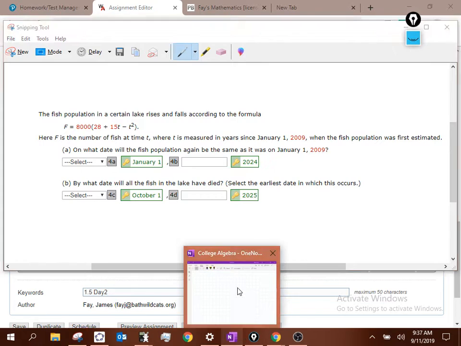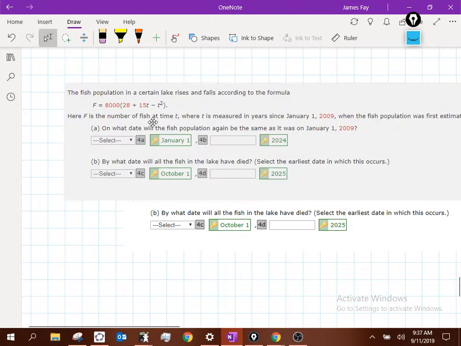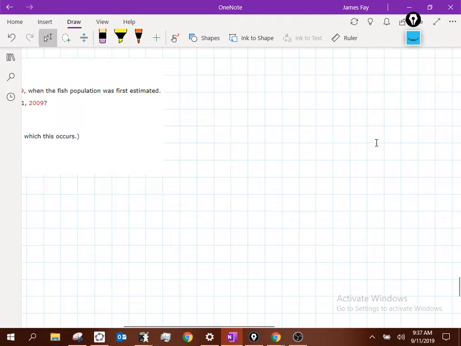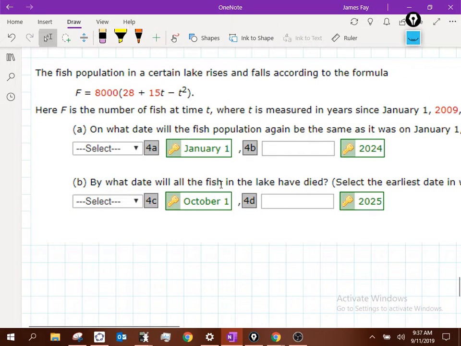So what I'll do on this one is give you points for that second part, the October 1st answer that you're seeing on mine, because I don't agree with the October part of it, okay?